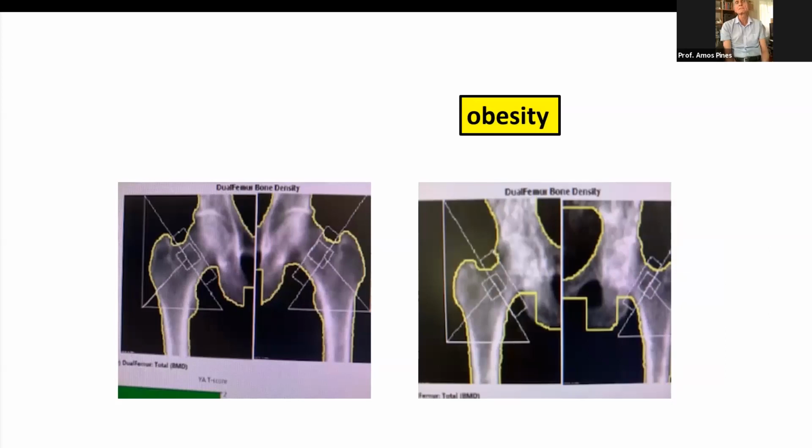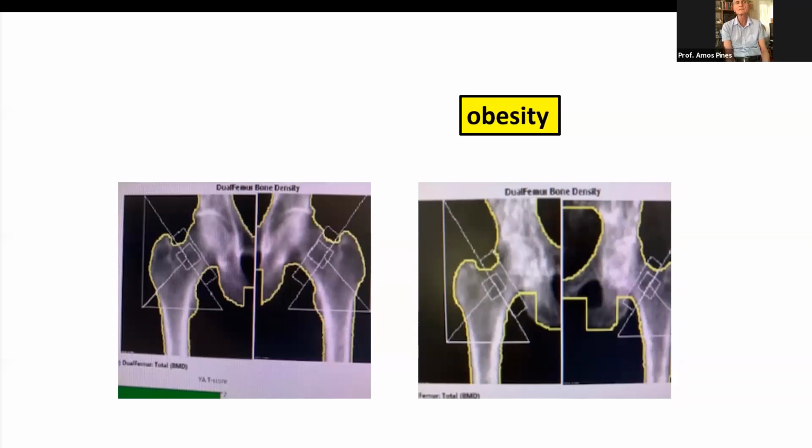Obesity. Usually if you see the patient, you know that he is obese. But first of all, on the report, you see the height and the weight of the patient, it's included. But also, if the patient is very obese, above 100 kilos, it might affect the results.